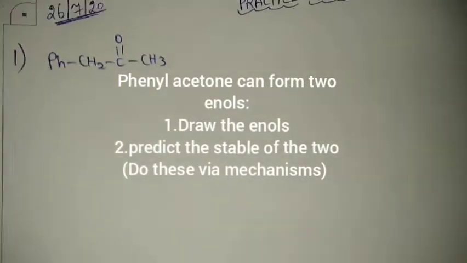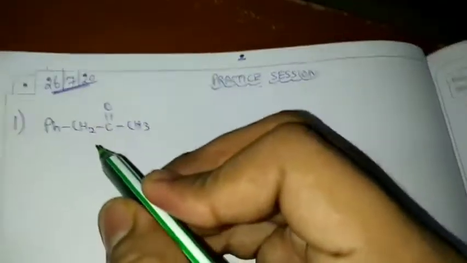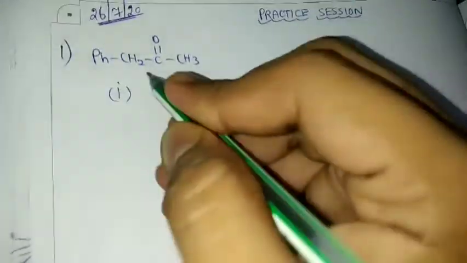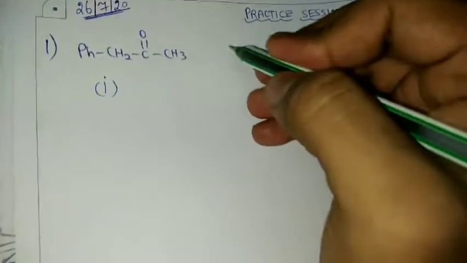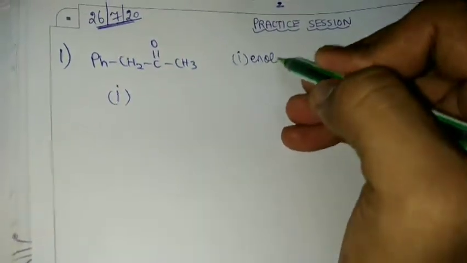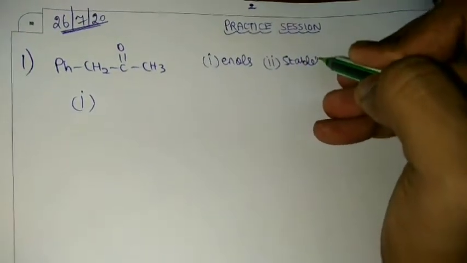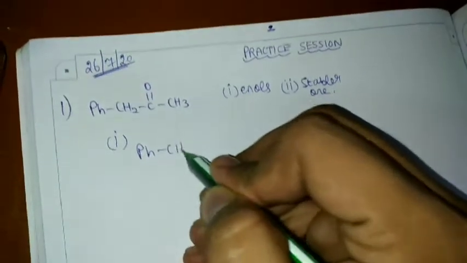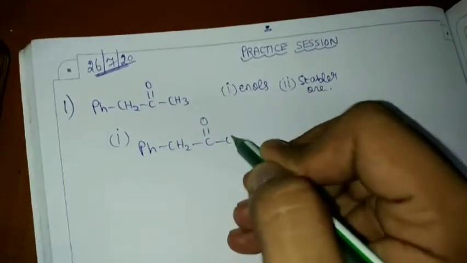So the first question is here. This compound is basically a carbonyl compound, so it has a C double bond O group. The question is asking us to show the structure of the enols. The first part is the enols, the second is the more stable one. We'll go with the mechanism only. This is the phenyl ring, so Ph CH2 C double bond O CH3.